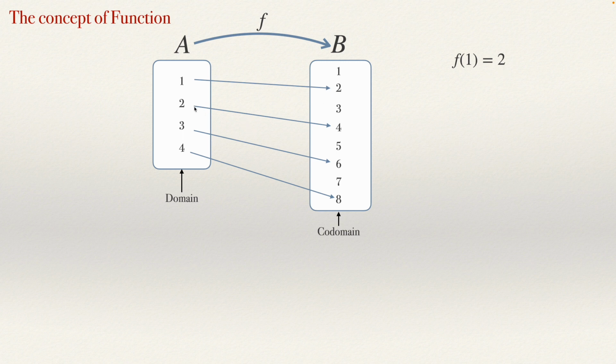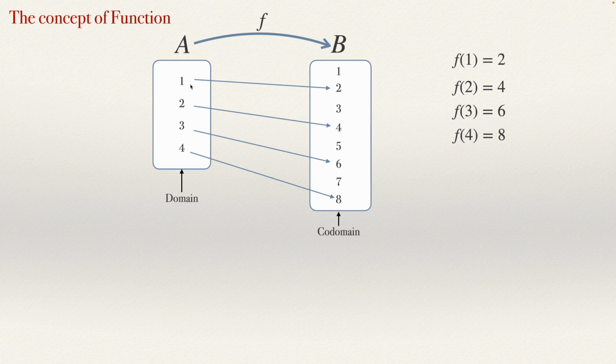Or we can say that the image of 2 is 4. So we can type f of 2 equal 4. And we read it in this way, f of 2. And the image of 3 is 6, so we can type f of 3 equals 6. And the image of 4 under this function f is 8. This notation is useful because we can actually define the rule using this way.